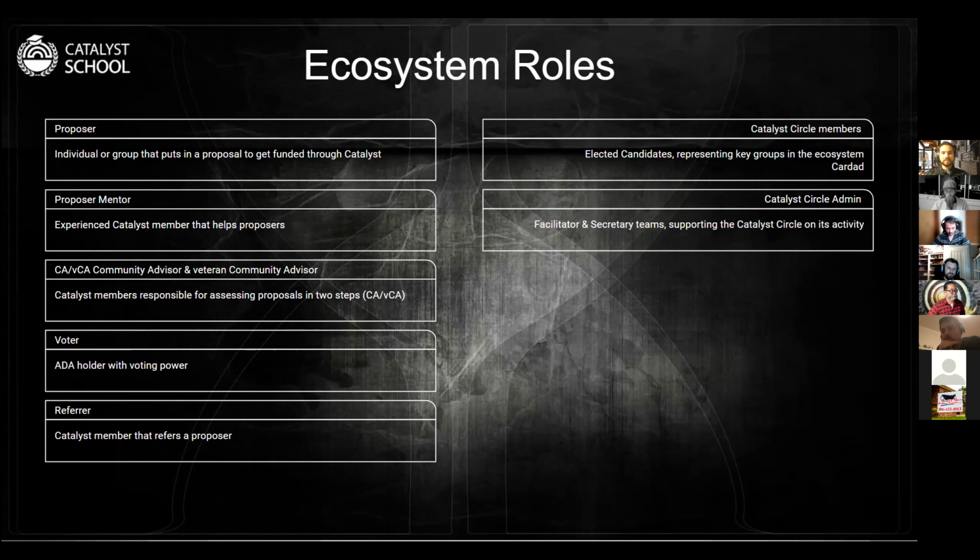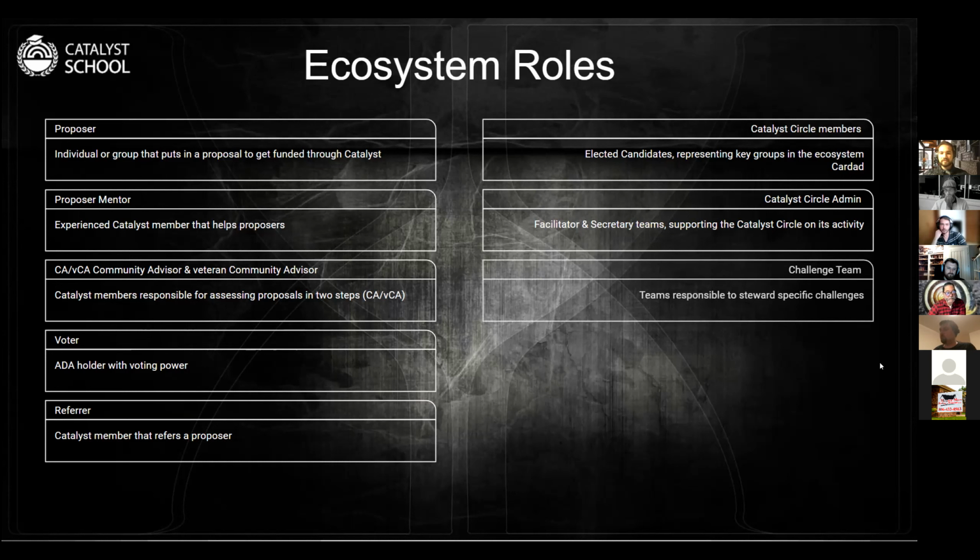So they maintain, for example, GitHub with information. They manage the videos, they upload the videos to YouTube. They organize the elections. So they have these roles that are very important to the Catalyst Circle to deliver most of their value.